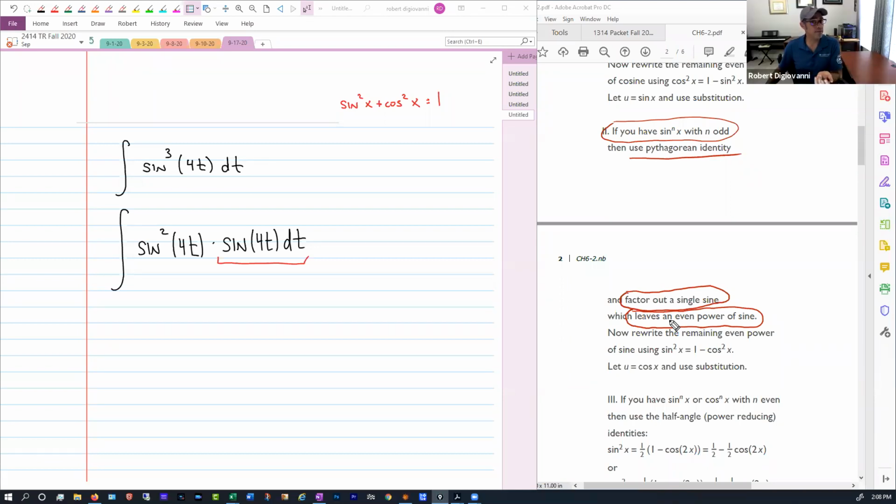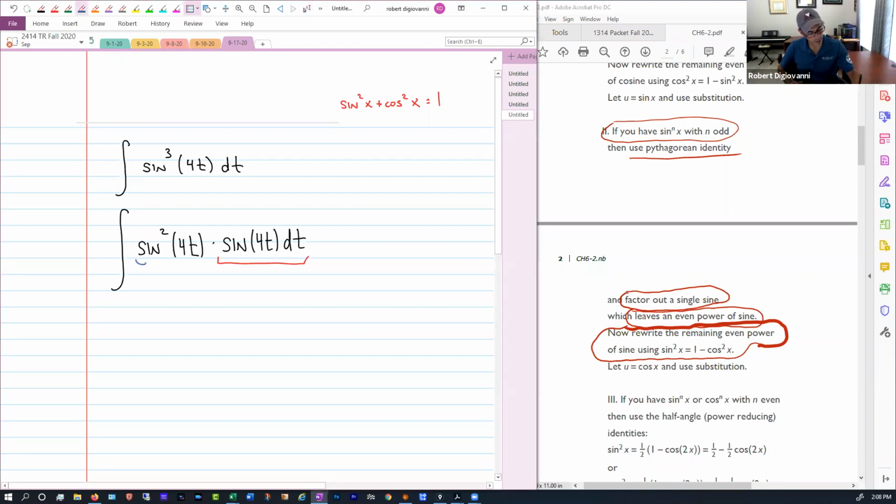Now, what do we do with that even power of sine? We are now going to rewrite the remaining power of sine using the Pythagorean identity. So that means I'm going to rewrite this right here using the Pythagorean identity. So think about your Pythagorean identity up here. If we solve that for sine squared x, we get 1 minus cosine squared x, don't we? Just move the cosine squared x to the other side. So I can rewrite this as 1 minus cosine squared what?